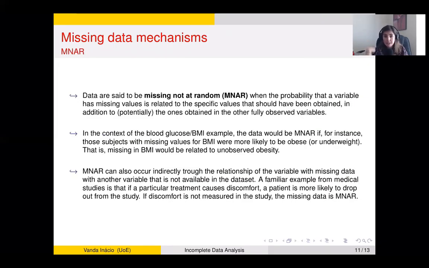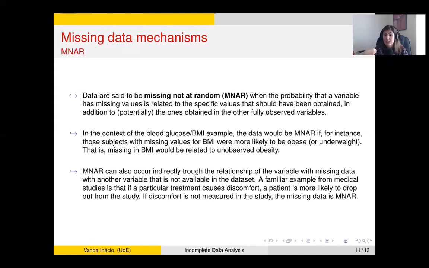And finally, we say that data are missing not at random when the probability that a variable has a missing value is related to the missing values themselves. It might be further related to the values of the other fully observed variables, but the main feature of missing not at random is that the probability that a variable has a missing value is related to the missing values themselves. In the context of our example, this means that, for instance, those subjects who are obese might be more prone to have their BMI value missing.